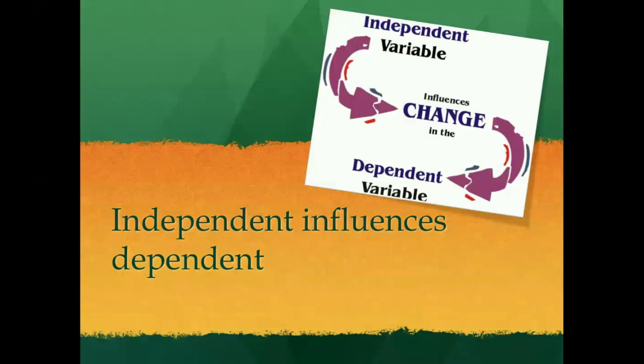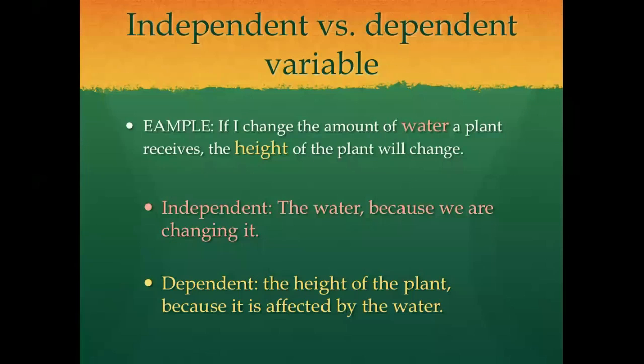Independent versus dependent variable. So here we have an example. If I change the amount of water a plant receives, the height of the plant will change. So here, as you can see, the water has become my independent variable because if you remember, the independent variable is something that changes. So the amount of water is changing, so this makes it my independent variable. The height of the plant is the dependent variable. Dependent variable is what the outcome is. So the height of the plant will change depending upon the amount of water that it receives.